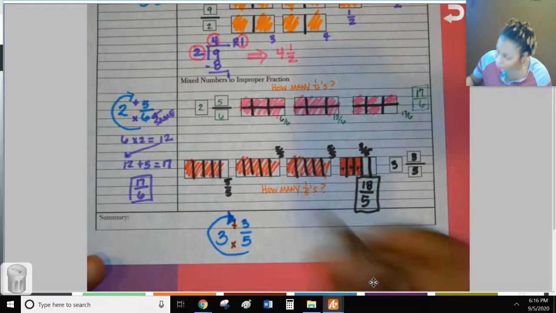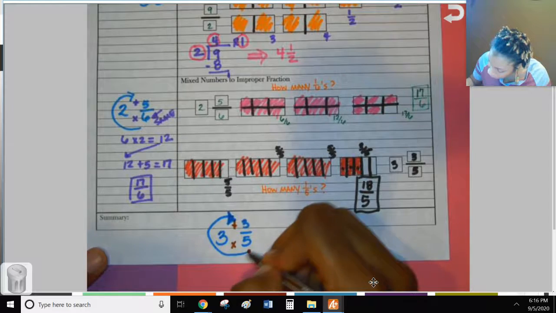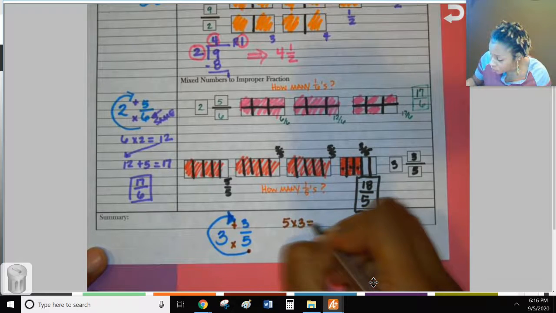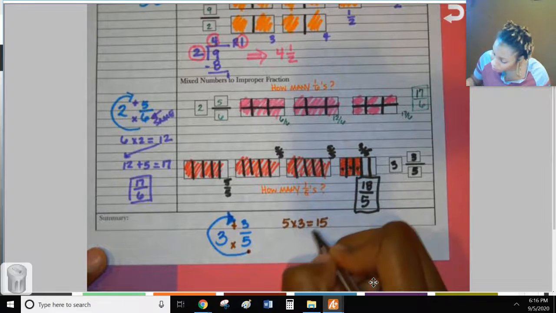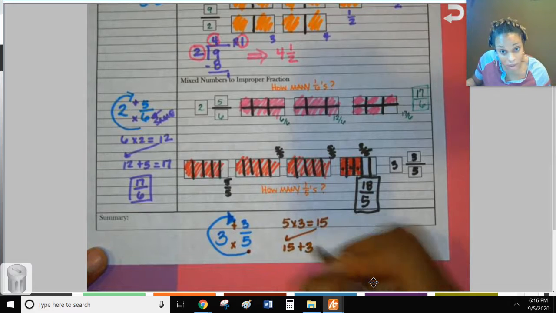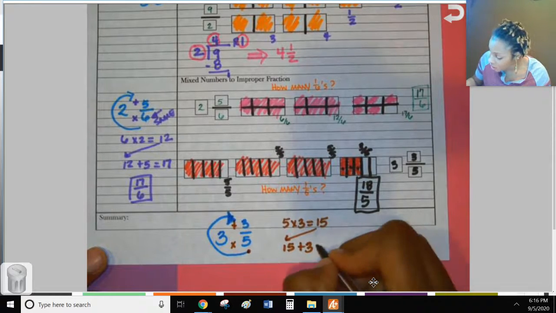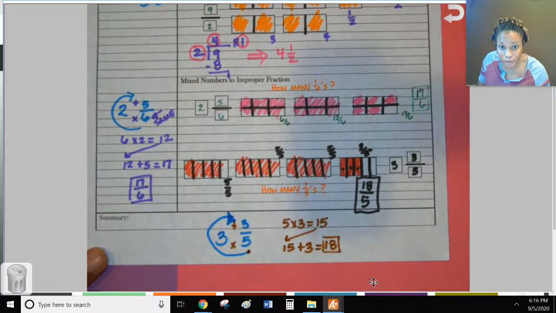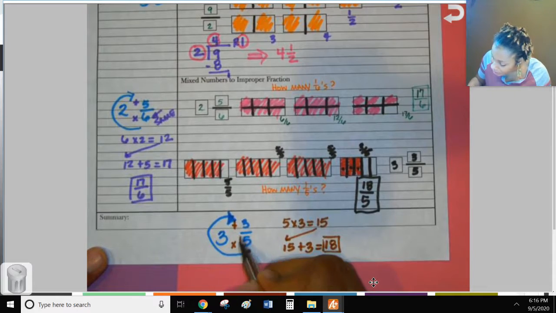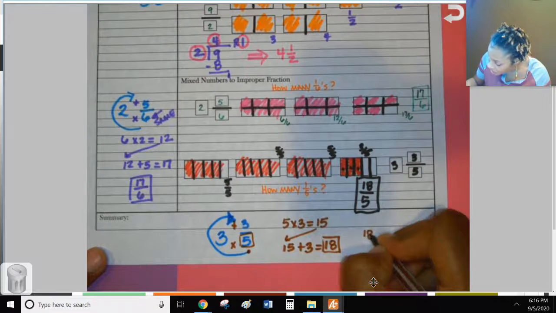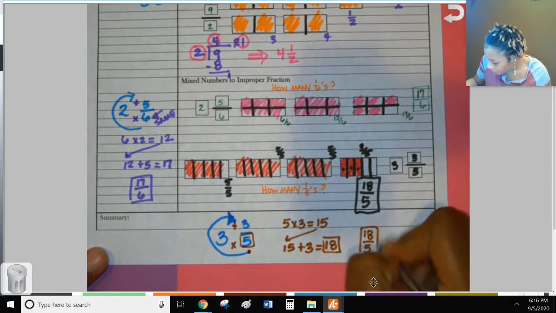What do we do first? You start here and move clockwise. You're going to say 5 times 3 equals 15. Bring your 15 down. Add 3 to the product of 5 and 3, which is 15. You will get 18. That's your numerator. Our denominator stays the same. So we will have 18 fifths.